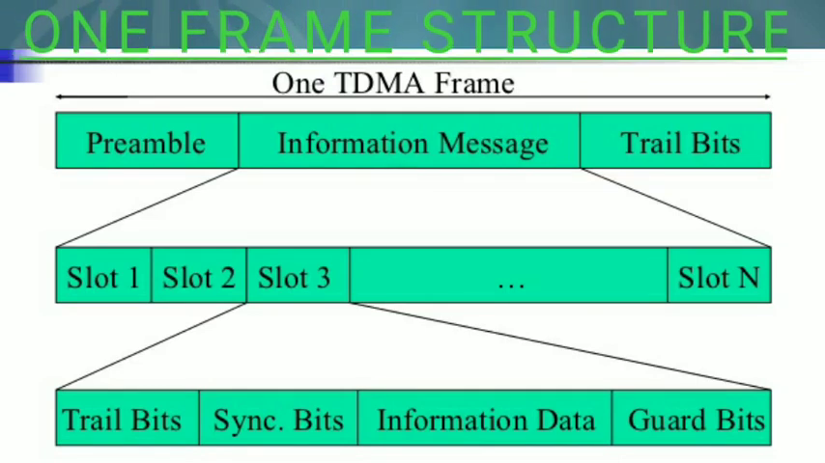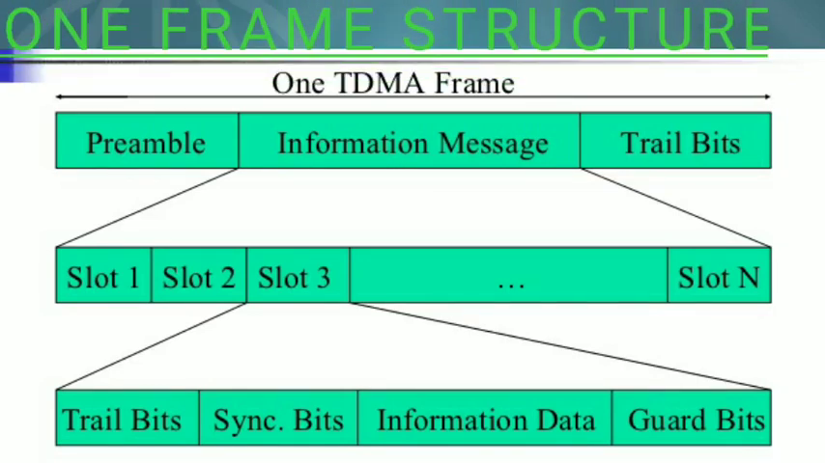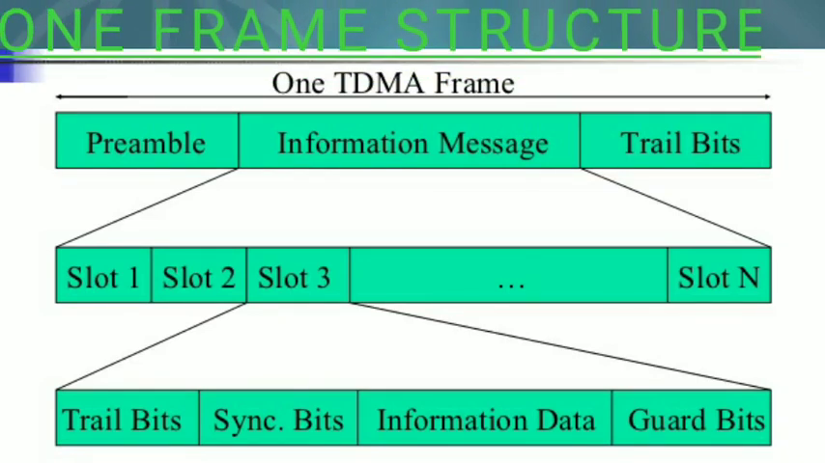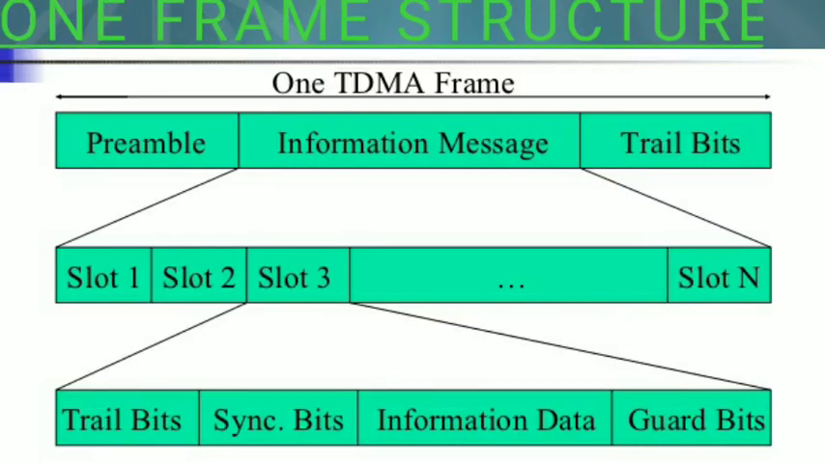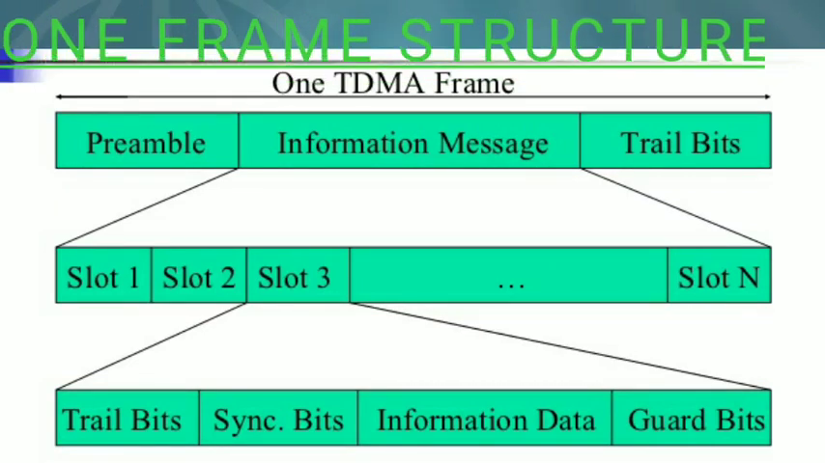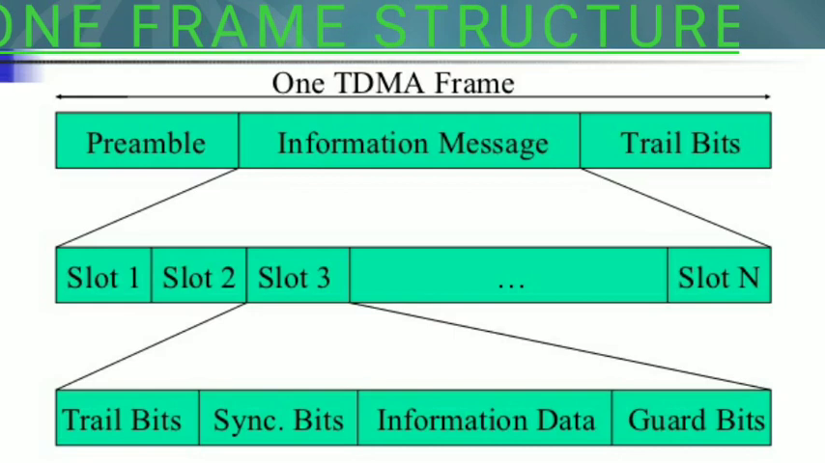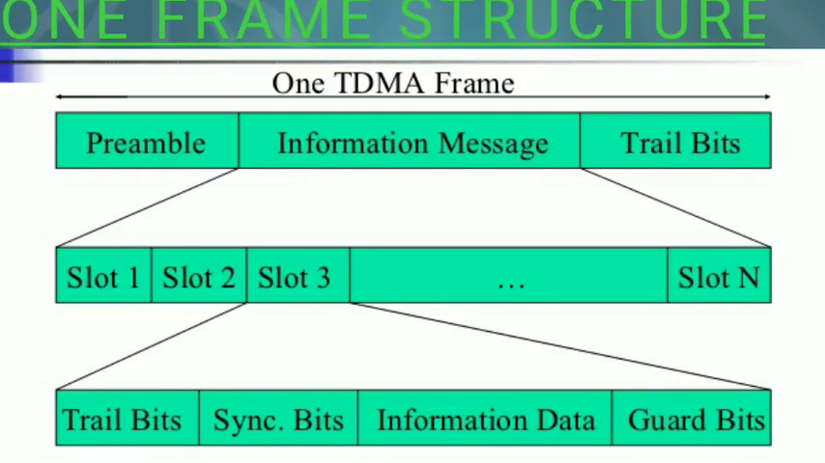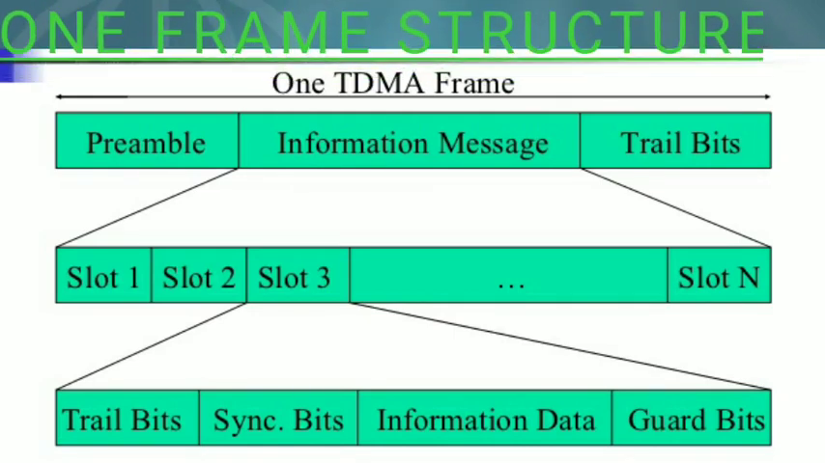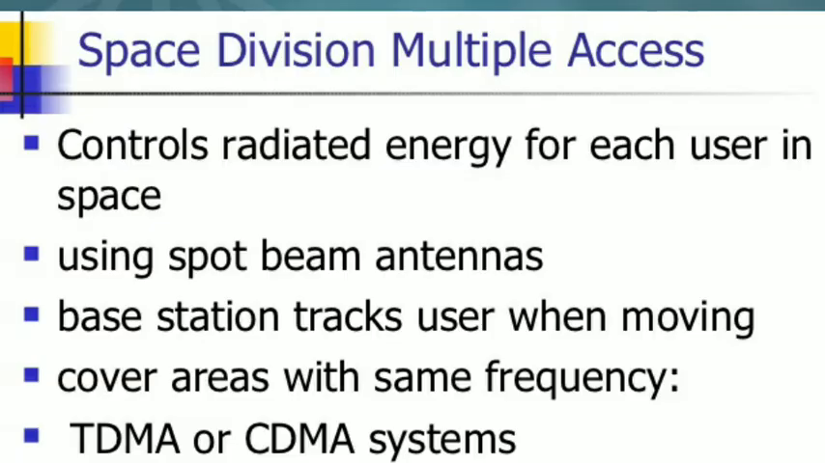It has a preamble, an information message, followed by the trail bits. One information message has different time slots, and each time slot has trail bits, synchronization bits, information data, and the guard bits.